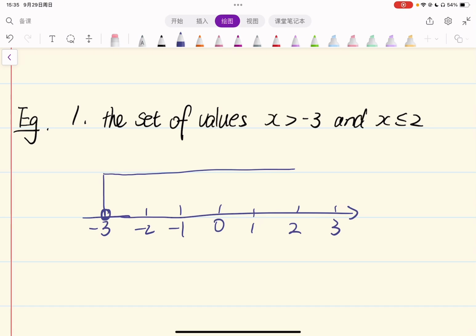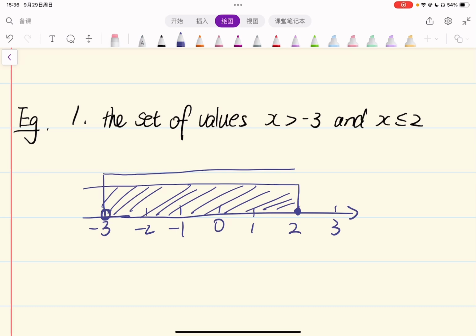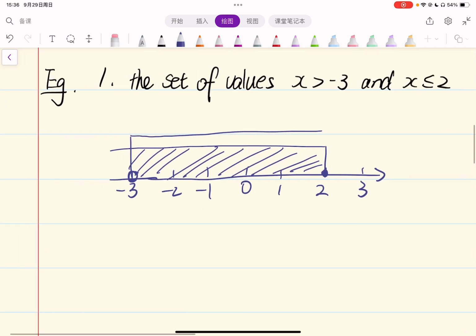And then we see x less than or equal to 2. We find the number 2 over here, and that is with equal, so we need to use the black dot. And less than means we draw a line on the left-hand side of the 2. Those are the numbers less than or equal to 2. And the overlap area is this part, which is the solution for the set of inequalities.